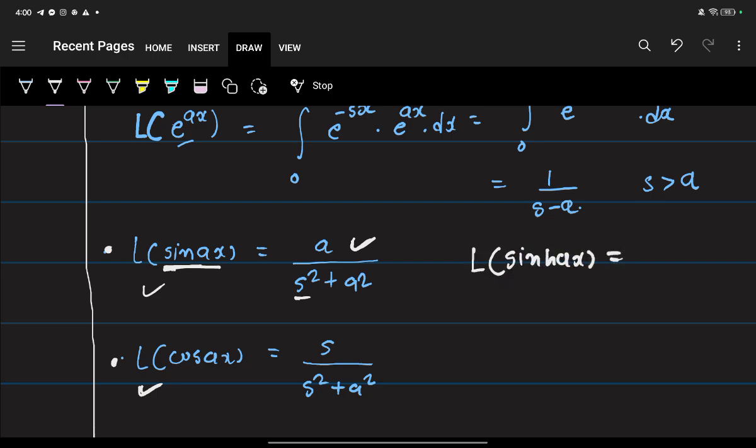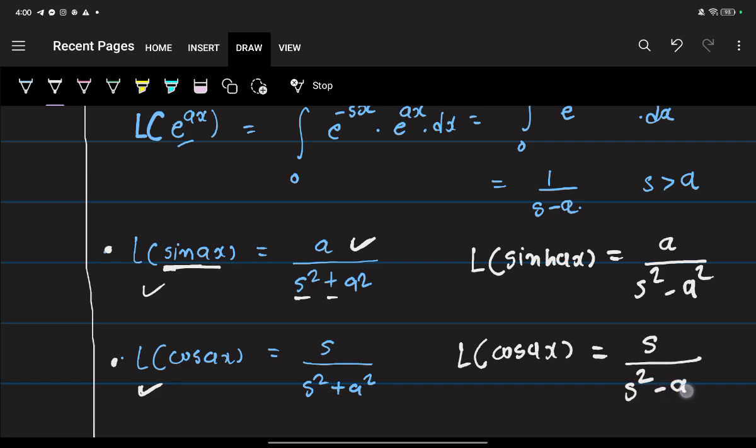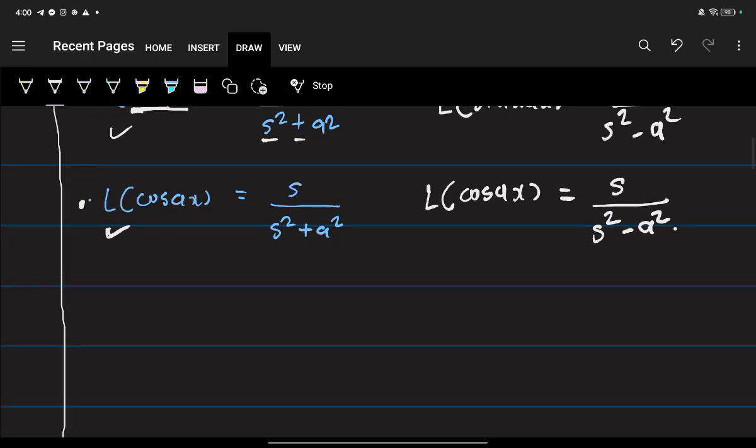Okay, what about the Laplace transformation of sine hyperbolic ax? You just need to replace this positive sign with a negative sign. So it will be a by s square minus a square. Here, for cosh ax, it is s upon s square minus a square. That's it. This is the Laplace transformation of the cos hyperbolic function, cosh ax.